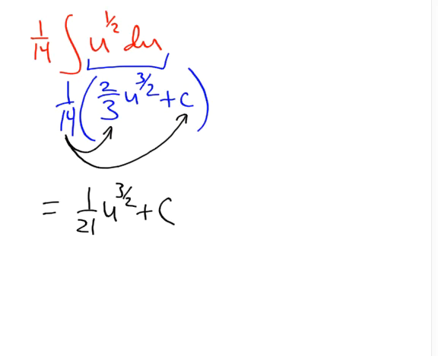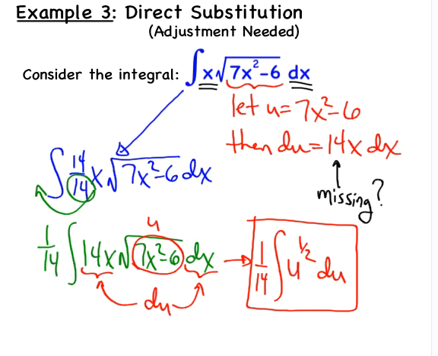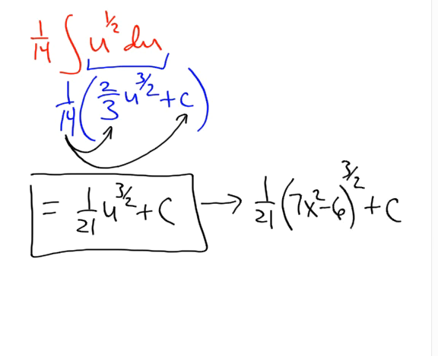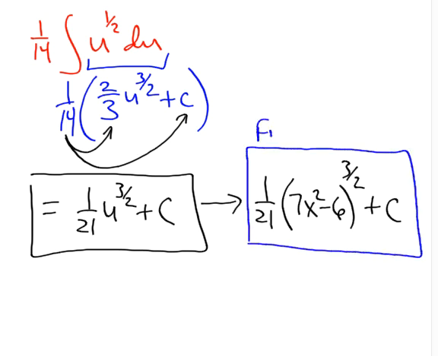Now that we have our antiderivative, we need to return it to its form of x. So let me just look back. u is equal to 7x squared minus 6. I want to plug that back in. Once again, this is our final answer. If we want to check if this answer is correct, we can do so by taking the derivative using the chain rule.